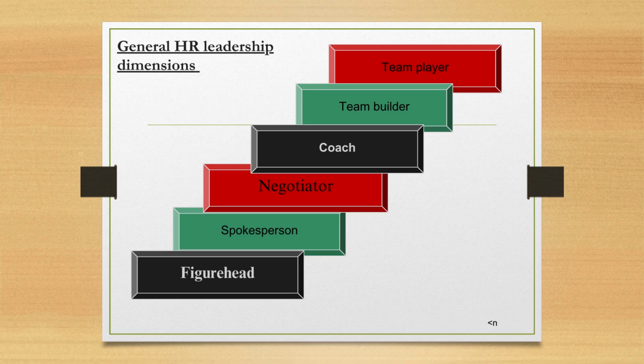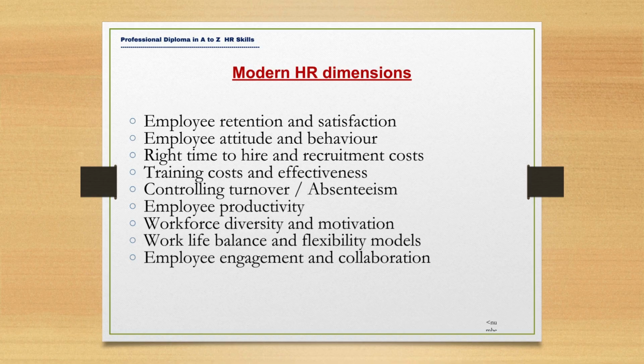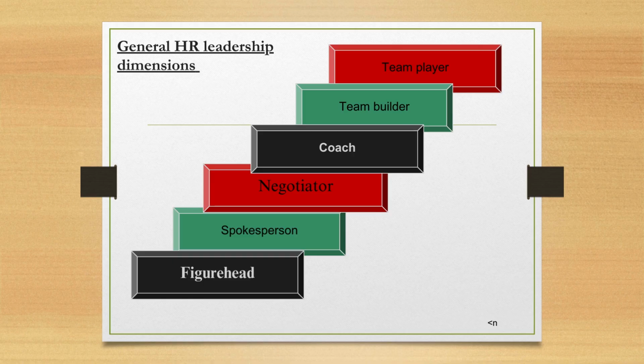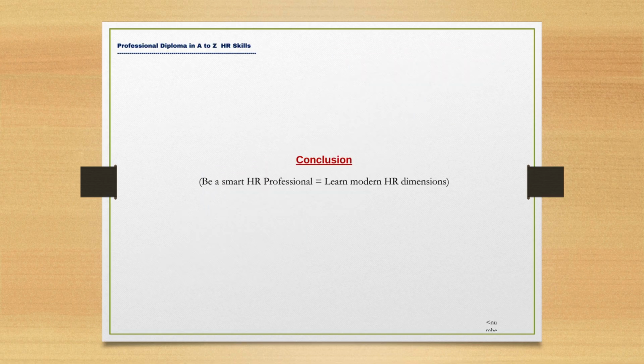So in this session, we have talked about the dimensions of human resource management. These were the points which I covered, followed by some examples from General Electric. And in the end, I talked about quite a few points on general HR leadership dimensions that will help you in the organization. So, as always, be a smart professional, learn modern HR dimensions and apply those dimensions so that you can be effective in your role.